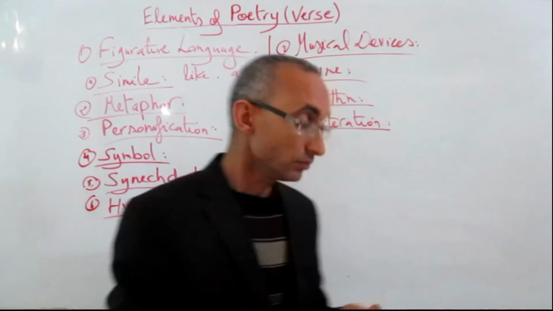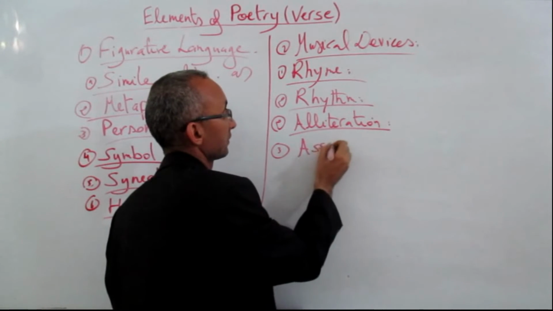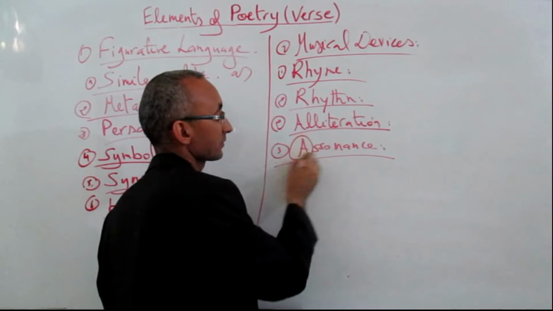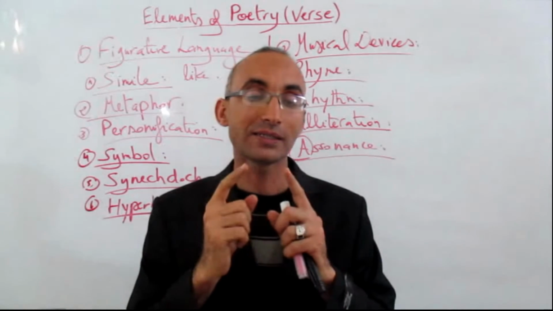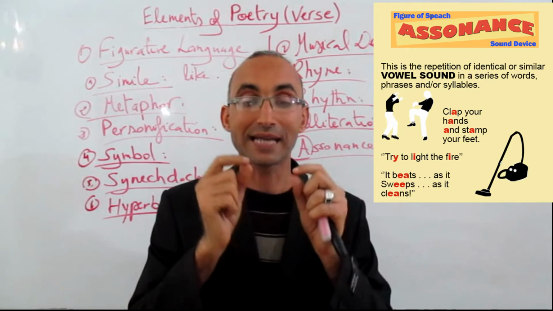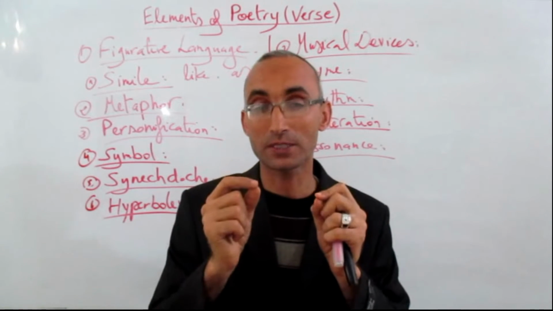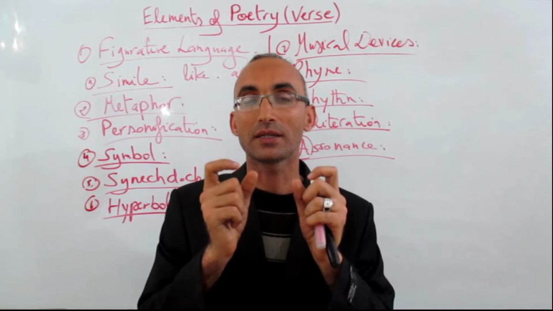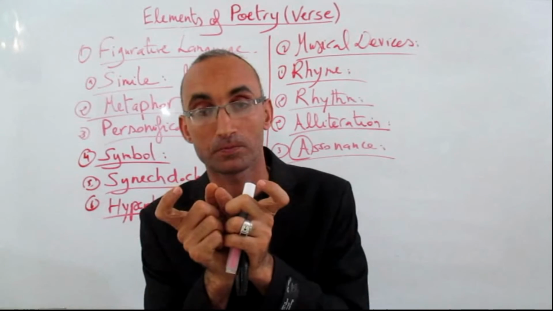Also, we have another important kind of repetition, which is in the form of what we call assonance. Assonance starts with A. Here it refers to the repetition of only vowel sounds. Okay, vowel sounds. Assonance: repetition of vowel sounds in close words.